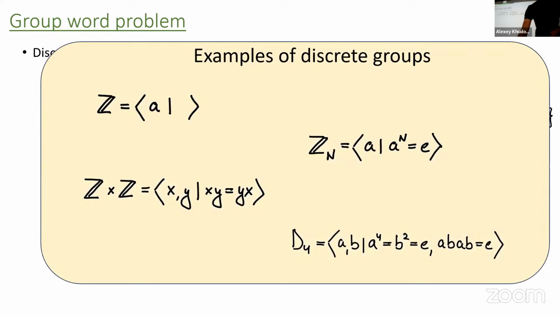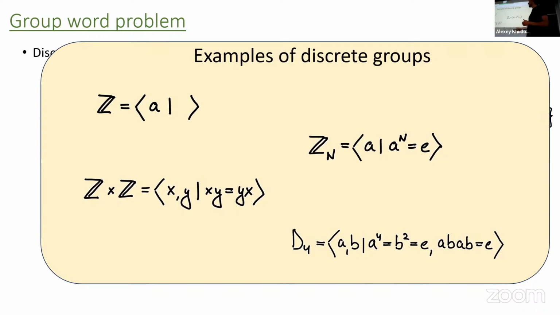And maybe let's look at some simple examples, like groups that you probably all know. For example, the group Z, the group of integers, is just generated by a single generator, and there are no generating relations. If you multiply A by A, you get a new group element, and if you multiply it by A again, you again get a new group element. On the other hand, if you want to define a cyclic group Z_n, then you need a single generating relation, which says that if you raise A to the power of n, you get back to the identity element.